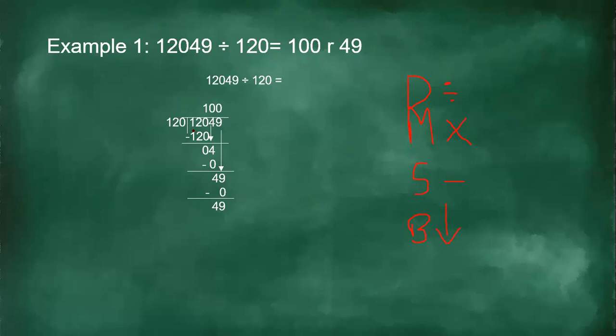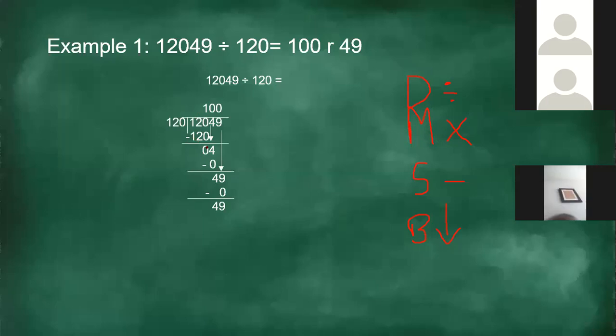And I want to divide into the digits of 12,049. My 120 does not go into the 1. My 120 does not go into the 12. My 120 does go into the 120 here that we find. 120 into 120 goes once. 1 times 120 is 120. 120 minus 120 is 0.